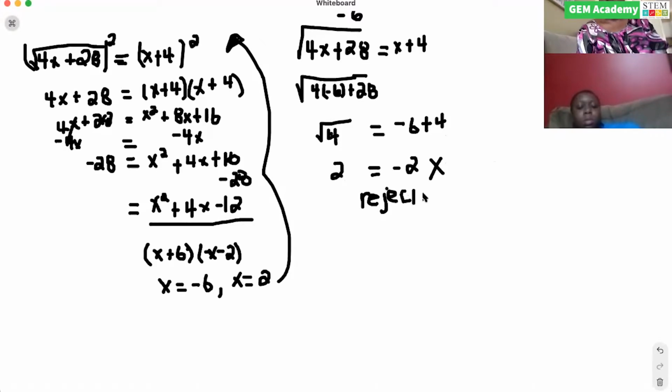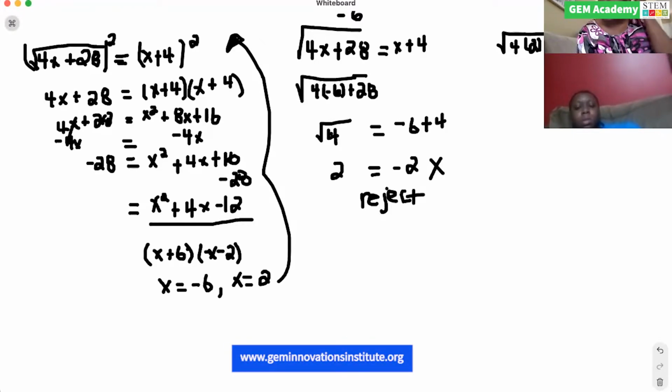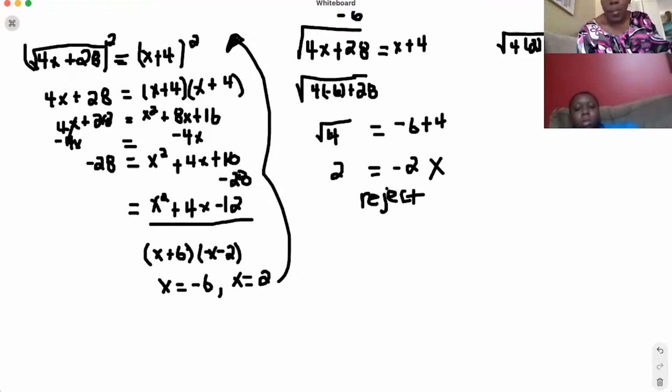All right, so for 2, I'm just going to plug it in. I'm not going to write it over. So I'm going to have 4 times 2 plus 28 is equal to x. X is 2, so 2 plus 4.